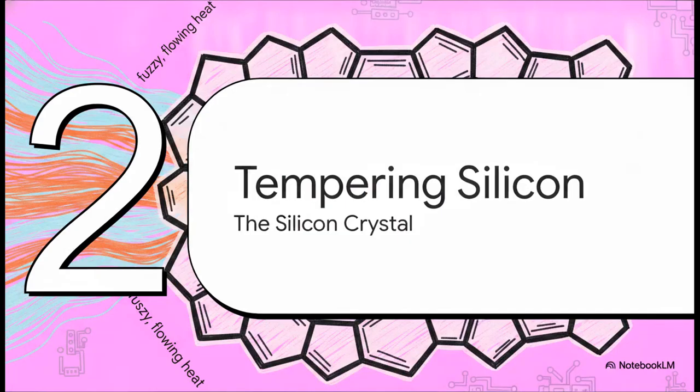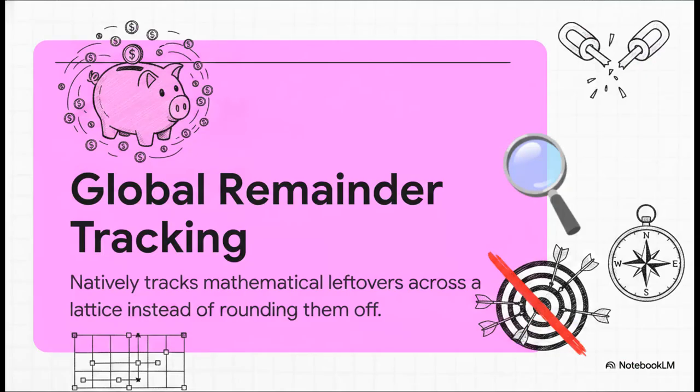Which brings us to Section 2, tempering silicon, the silicon crystal. Let's talk about how developers lock this down. How do they actually enforce this exactness? It's a process that is quite literally akin to tempering fuzzy, flowing heat into a perfectly rigid silicon crystal. To pull this off, developers use something called global remainder tracking, or GRT.